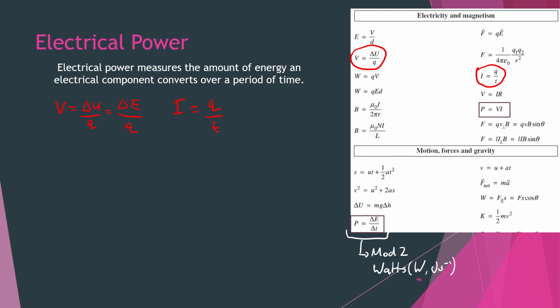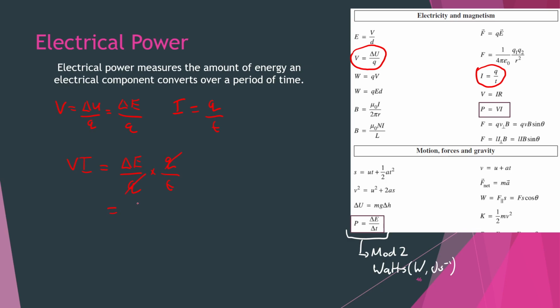If we were to multiply voltage and current together, this could mean that we could sub in the right-hand side of both expressions. So VI would be the same as delta E, the change in energy, over Q, multiplied by Q on T. What that leaves us with, if we cancel out our Q's, is that VI is equal to delta E, the change in energy over time.